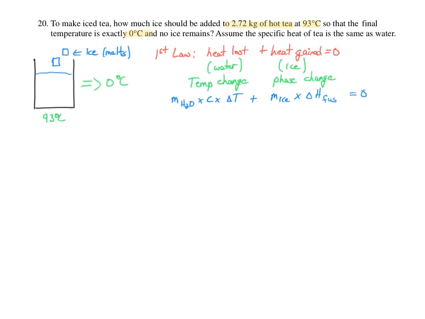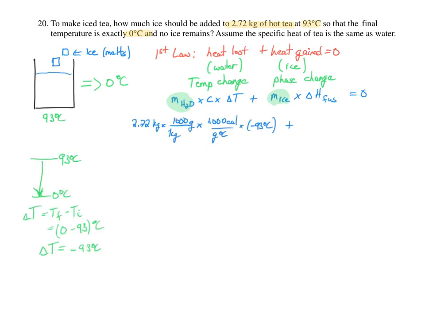So we have two different types of heat calculations. We have heat involving a temperature change and heat involving a phase change. And we also have to be careful that we know that the mass of the hot water is what's used in the temperature change calculation, and the mass of the ice is what's used in the phase change calculation.